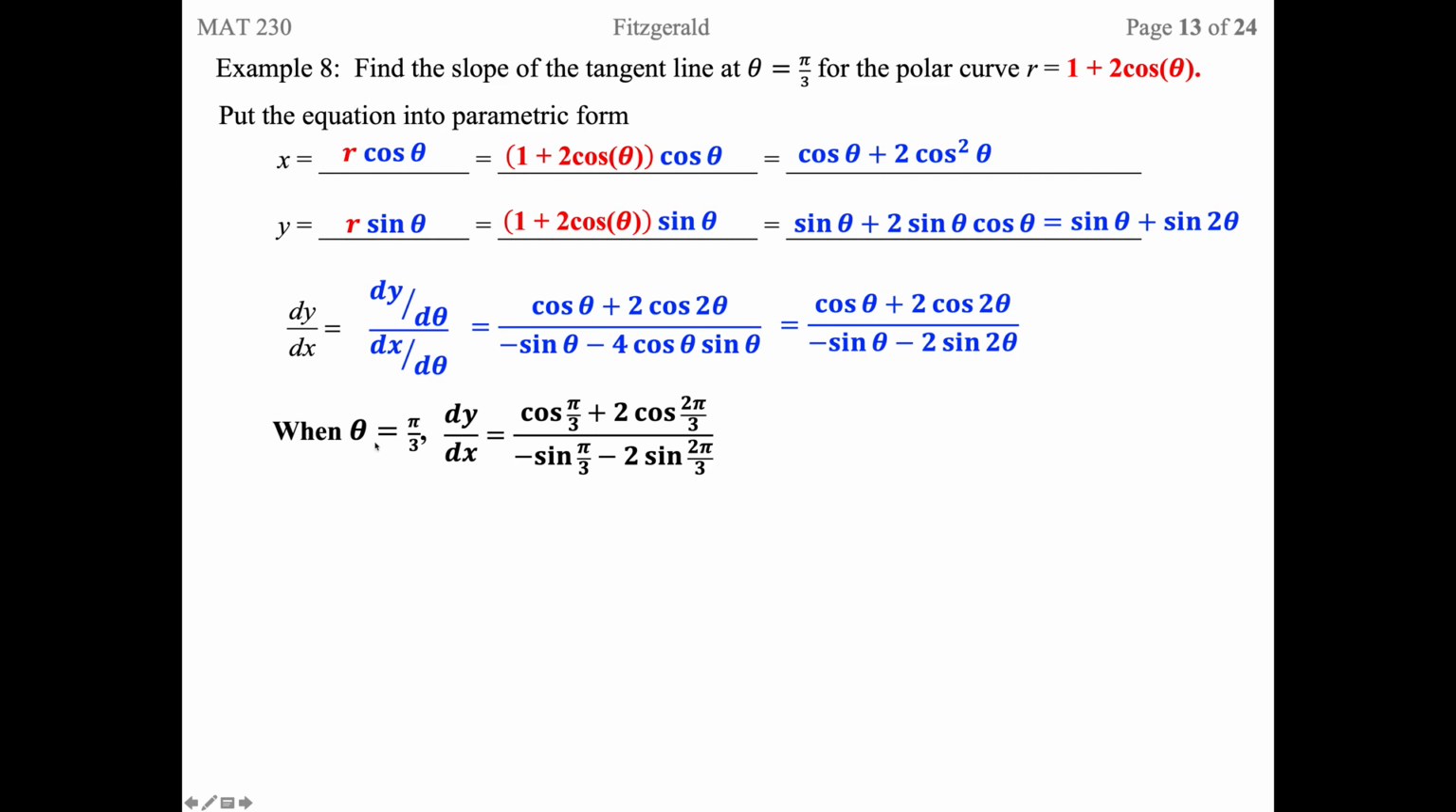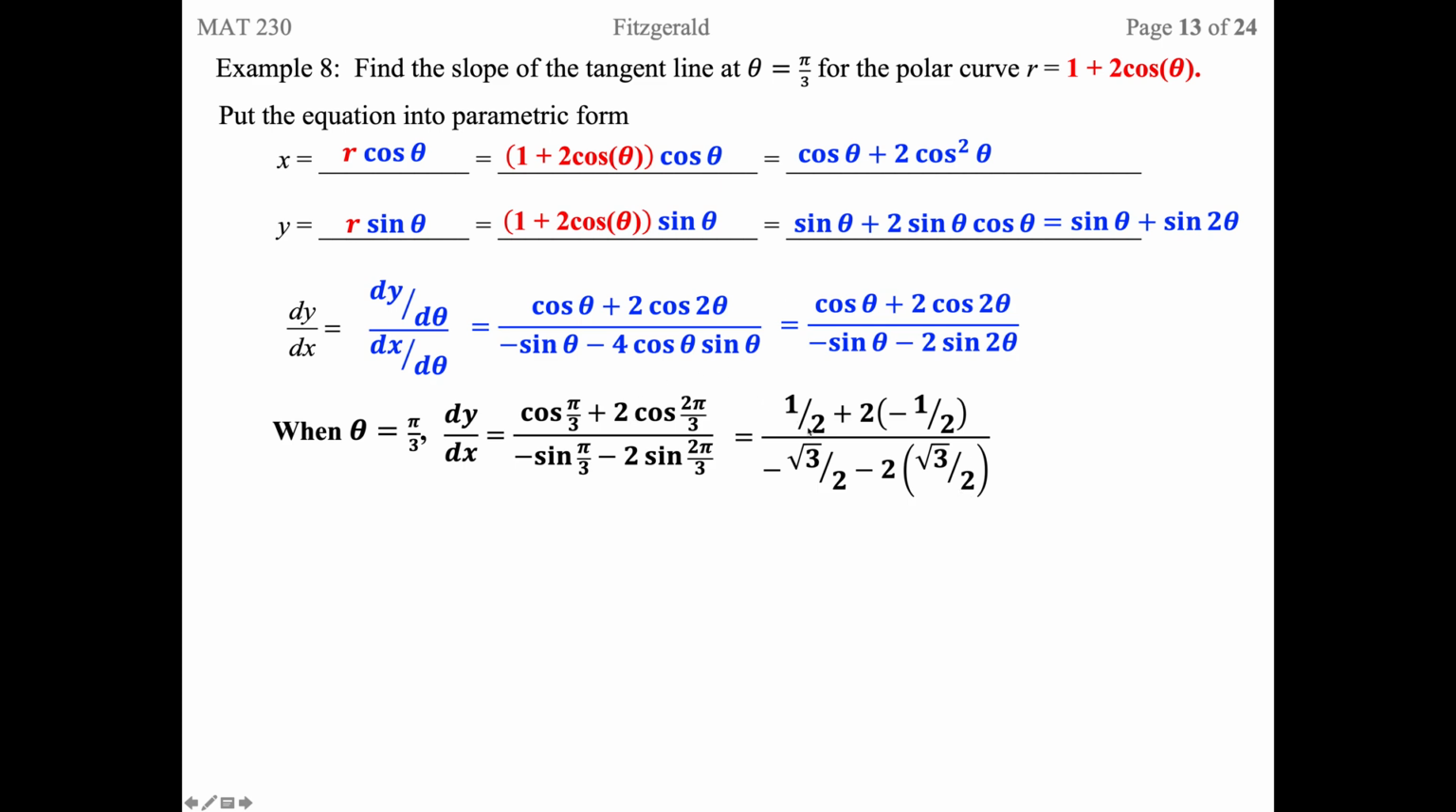So pi over 3 is a 60-degree angle, so cosine of pi over 3 is going to be a half. 2 pi over 3 is going to be negative 1/2. That puts me over in quadrant 2. Sine of pi over 3 is radical 3 over 2. 2 pi over 3, I'm over in the second quadrant, still radical 3 over 2 for your signs because those y's are still up above the x-axis.